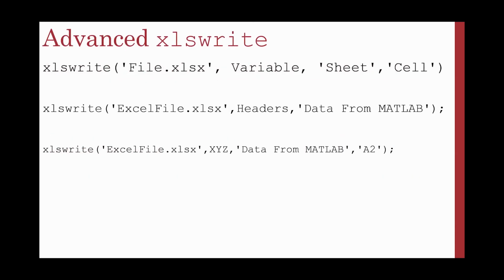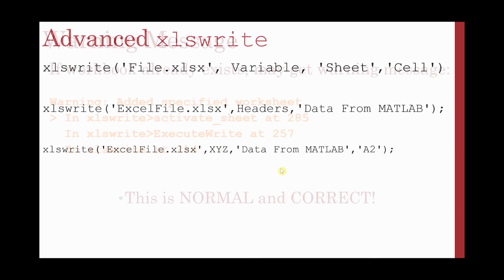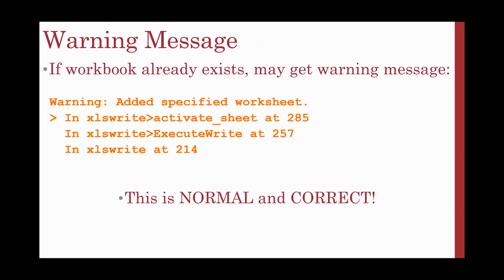So we have some advances for xlswrite. You can write the file name, the variable, the sheet, and a certain cell. You can put in headers, and then you can write data from MATLAB. You can put in the file name with data from MATLAB and a certain variable. You can continue to add headers by stringing them together. If a workbook already exists, you may get a warning message that you are adding data to it. This is normal, correct, and expected, but you can add to workbooks that you have.